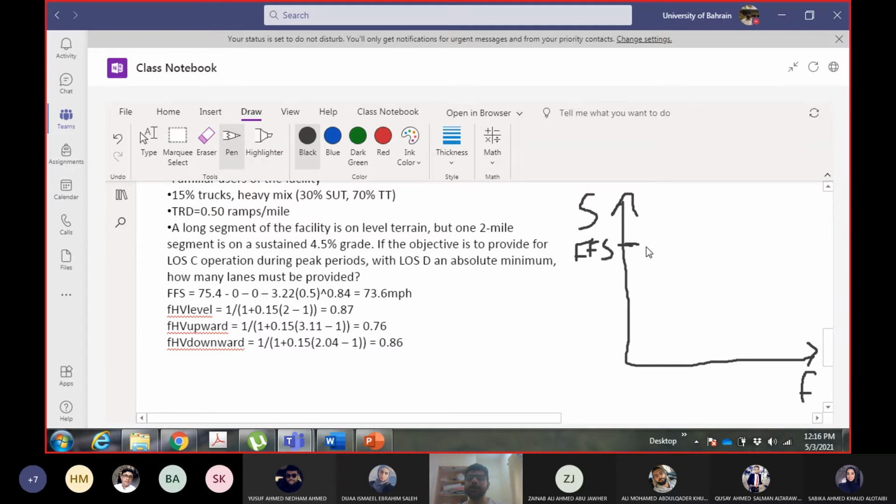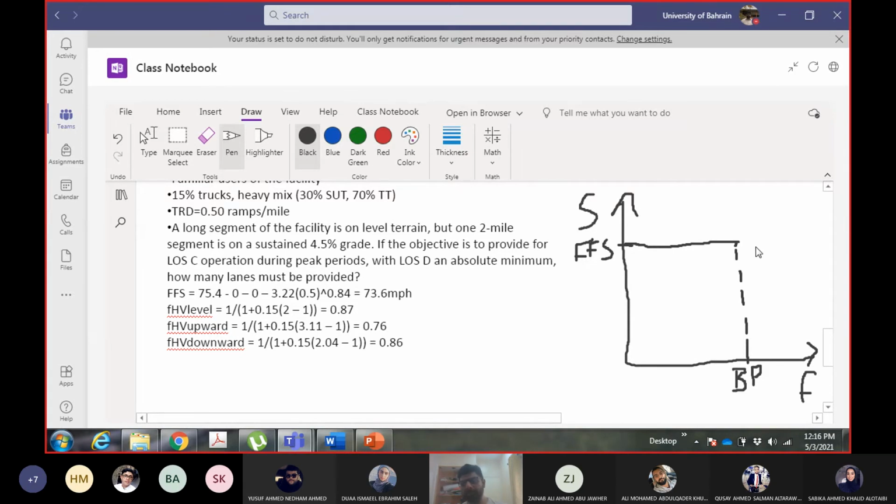Okay, from free flow speed you will draw a straight line till you reach the break point. I have showed you the equation for the break point, right? Go to that equation for the break point of a freeway and calculate it. So from free flow speed, draw a line till the break point.